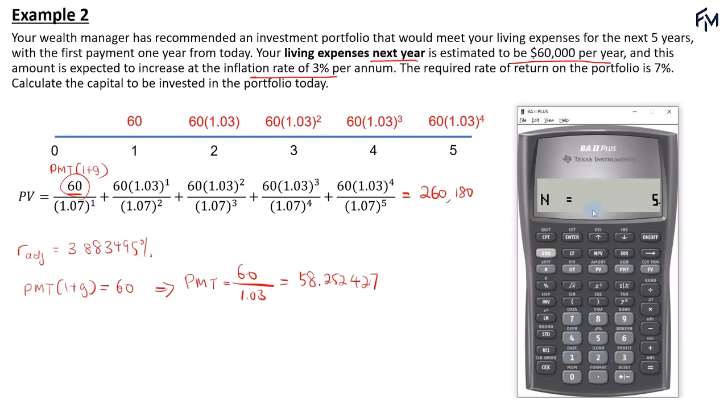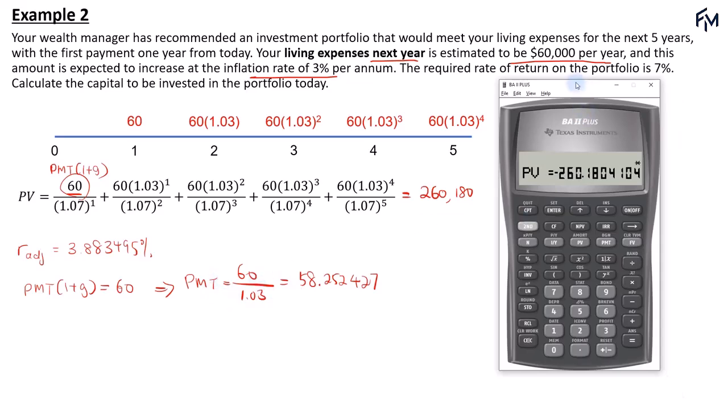Let's check that the inputs are the same. That's 5 years, 5 payments. This is the adjusted discount rate. This is the future value. So we'll just compute the PV again, and you'll get $260,180. It's still the same amount here. Nothing has changed.